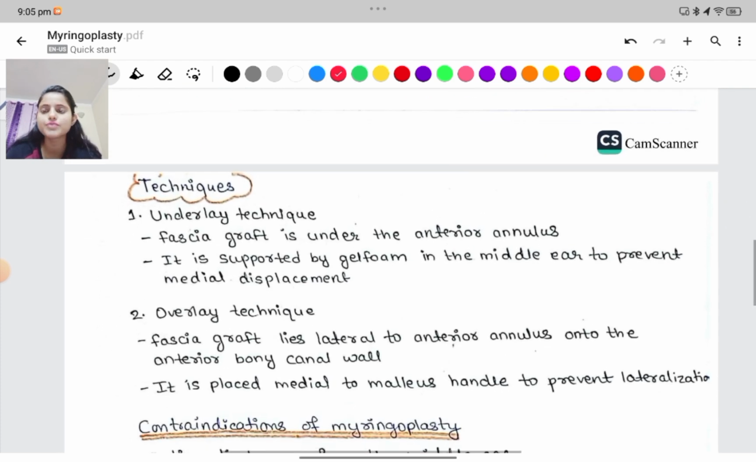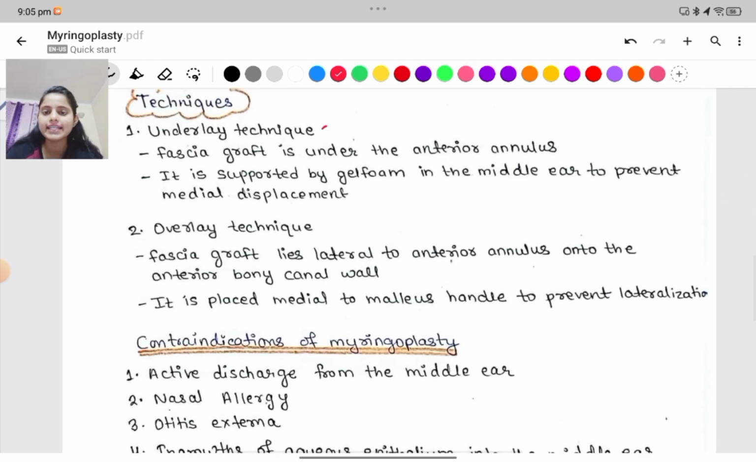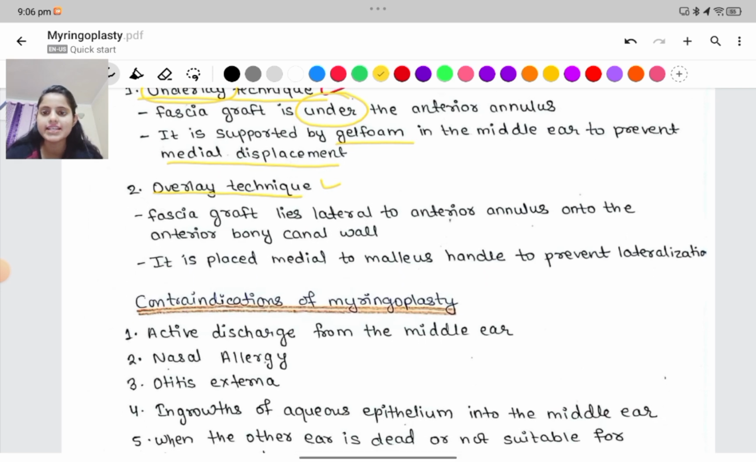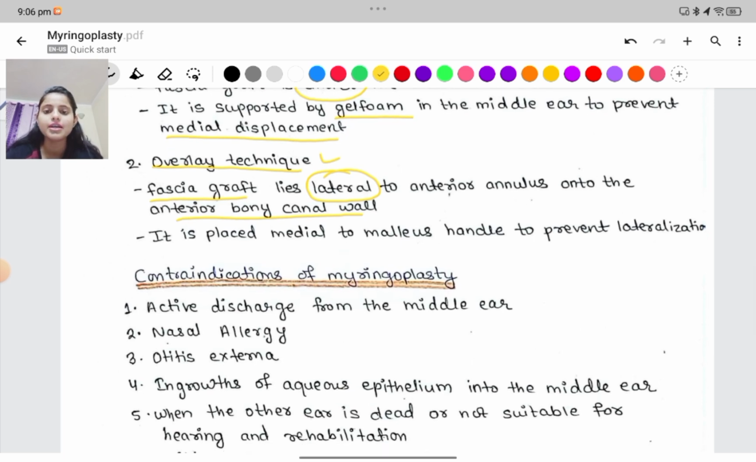The techniques used for myringoplasty are the underlay technique and the overlay technique. Underlay technique: it is called underlay as the fascia graft is under the anterior annulus. It is supported by gel foam in the middle ear to prevent medial displacement. Overlay technique: in this, the fascia graft lies lateral to the anterior annulus onto the anterior bony canal wall. It is placed medial to the malleus handle to prevent lateralization.